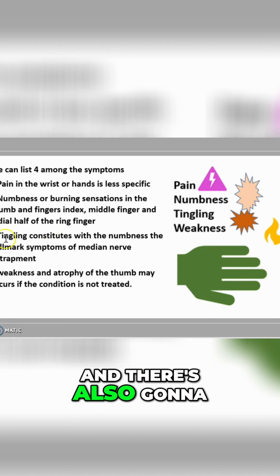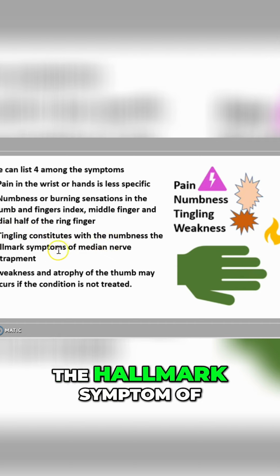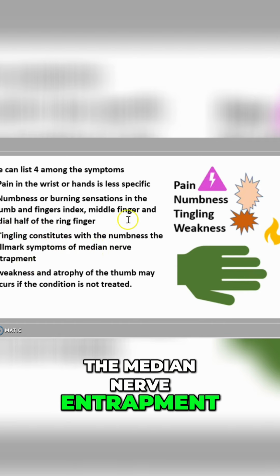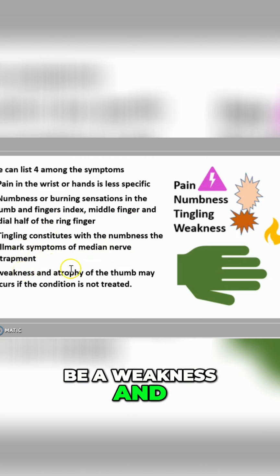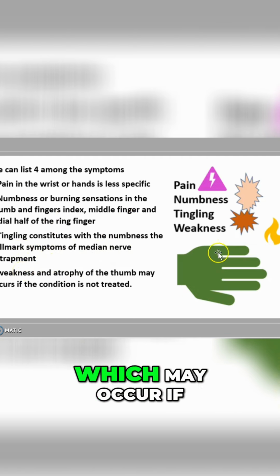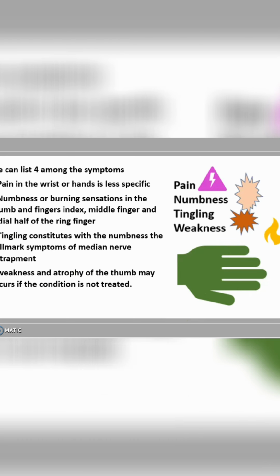And there's also going to be tingling, which constitutes, again with the numbness, the hallmark symptom of median nerve entrapment, so this is very important, number 3. And the fourth is going to be weakness and atrophy of the thumb, which may occur if the condition is not treated, so you definitely want to get that treated.